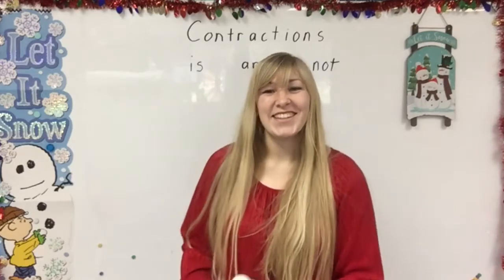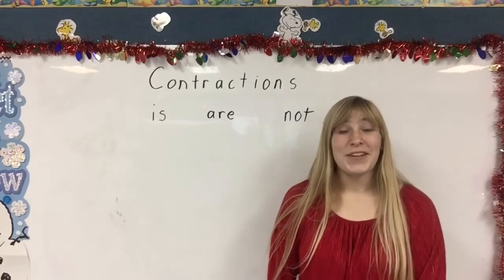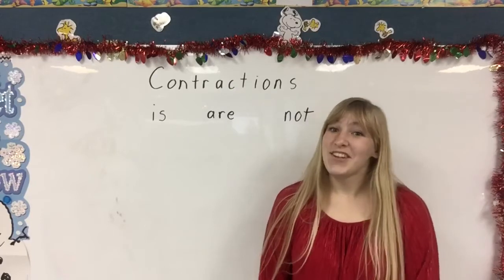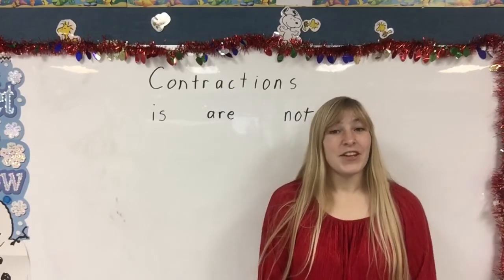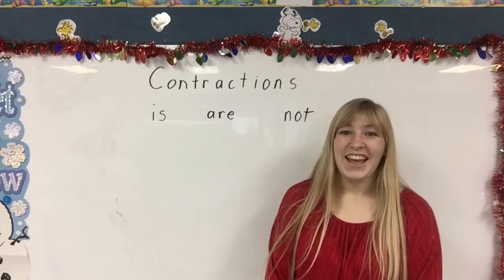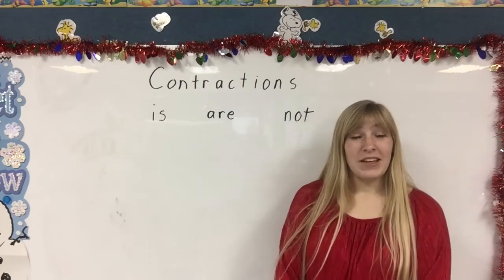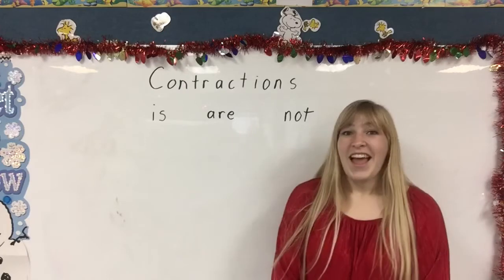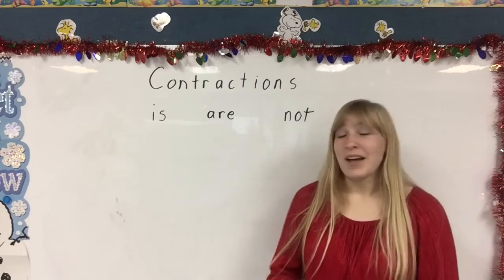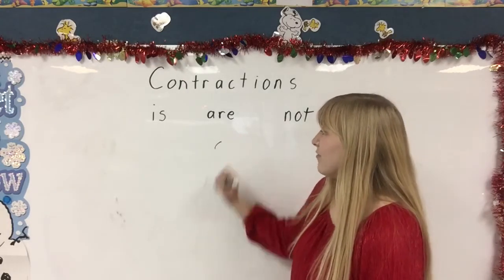Let's get started. For our contractions, we're going to be dropping the vowel and turning it into an apostrophe. So do you remember what the vowels are? A, E, I, O, and U. So we're going to be looking for our vowels in these words, and then we're going to turn them into an apostrophe, which is like a floating comma.